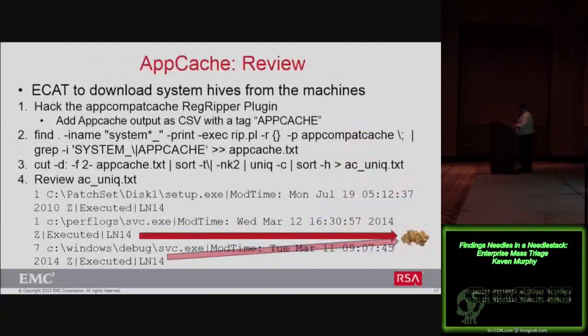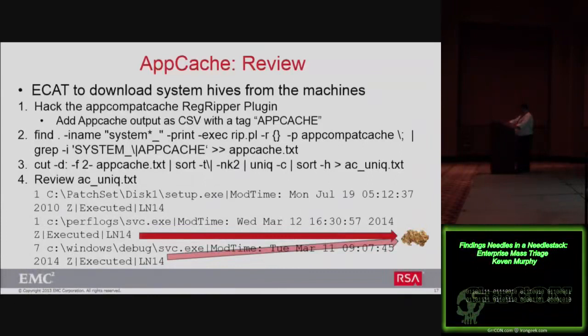App cache is kind of along the same way. I'm going to have ECAT download all the system hives. I'm going to run it through GrrCON. Now, one of the things I did with GrrCON is I made a small modification to the app cache plugin, and it's going to produce the output for the app cache in a CSV format like you see there at the bottom. From there, I'm going to do the same type of frequency analysis as I've been talking about, looking for low numbers, odd file names, and odd places.